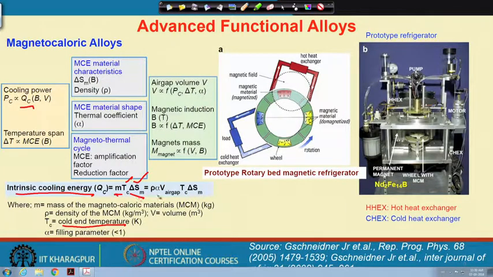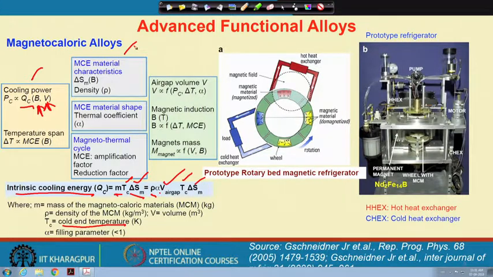change. So, which is the density, and alpha is the filling parameter, V is the air gap, and Tc is also the cold end temperature, and delta Sm. So, these are the intrinsic cooling energy for a given magnetic field and the volume of the material. So, these are some of the important parameters for developing the magnetic refrigerator.